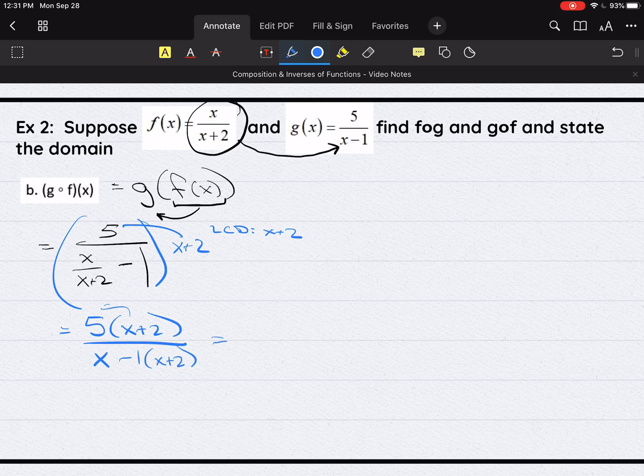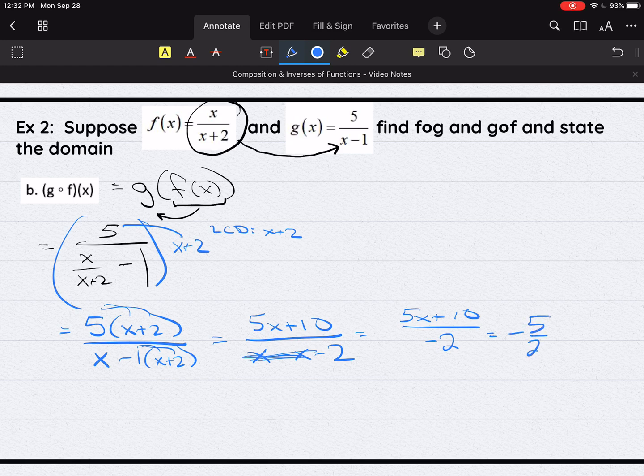Distributing on the top and the bottom, I would get 5x plus 10 over x minus x minus 2. So the x's here would cancel, and I would have 5x plus 10 all over negative 2. And I'm going to go ahead and just rewrite that. So there would be my answer.